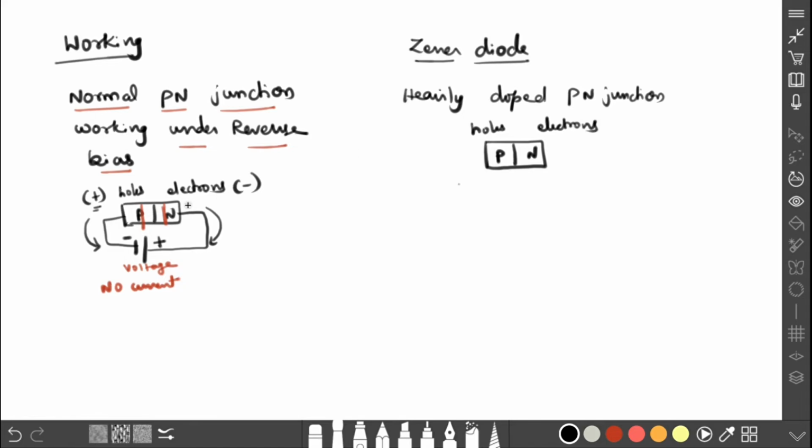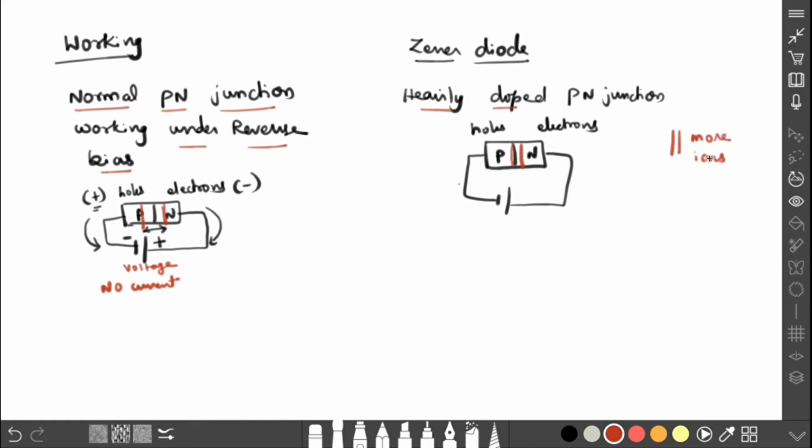So when it is connected to the reverse biasing, instead of the width of the depletion region increasing, in this case a very thin depletion region is created. Why? Because of the heavy doping. Heavy doping means more interaction will take place between the holes and the electrons. So in this depletion region, more ions will be created.